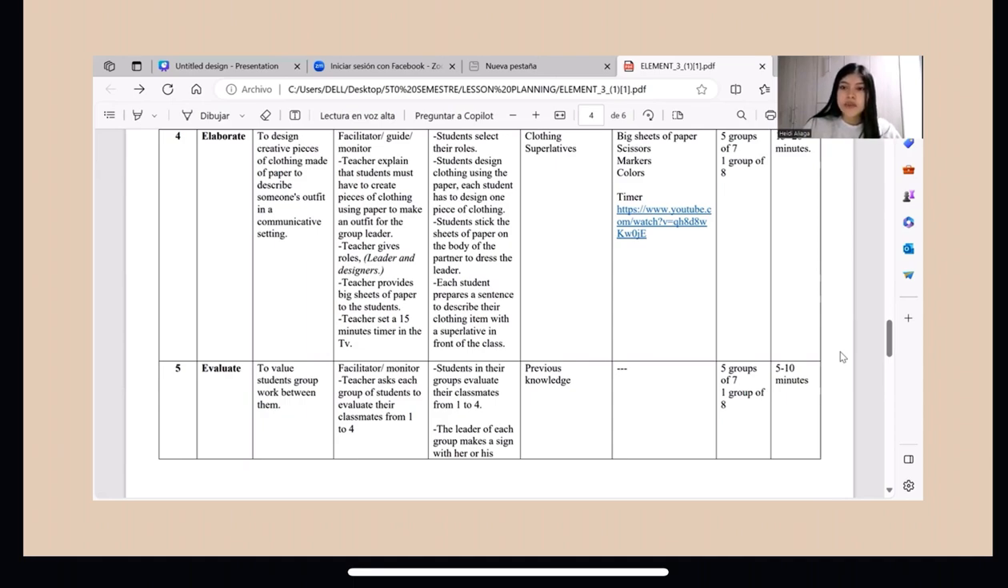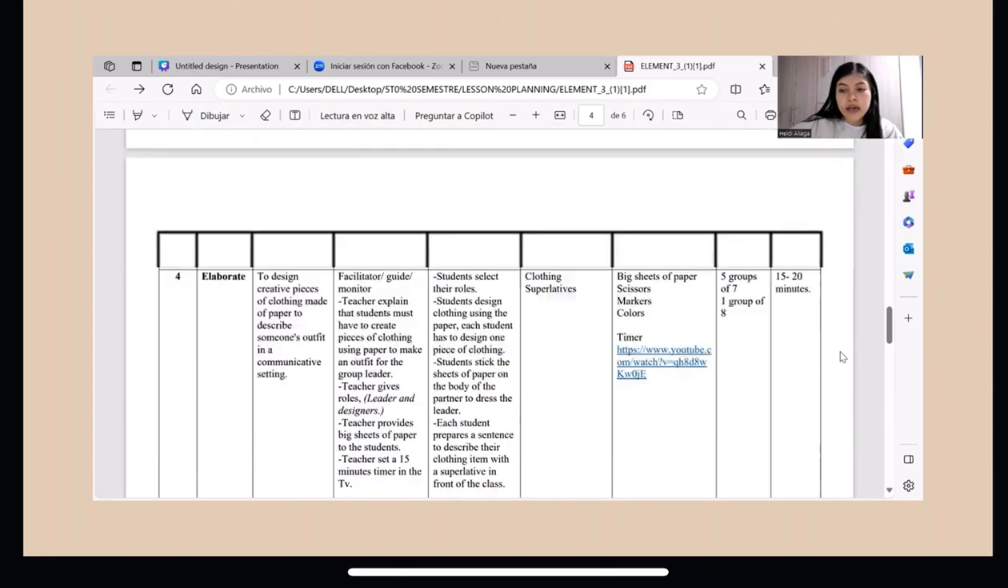So as we have 5 groups of 7s and 1 group of 8, we have to have at least 5 pieces of clothing and 1 leader, or even more. So students select their roles. Here there are not many roles because we have a leader and the designer. So each student is a designer. So then they start identifying a clothing item, a garment.